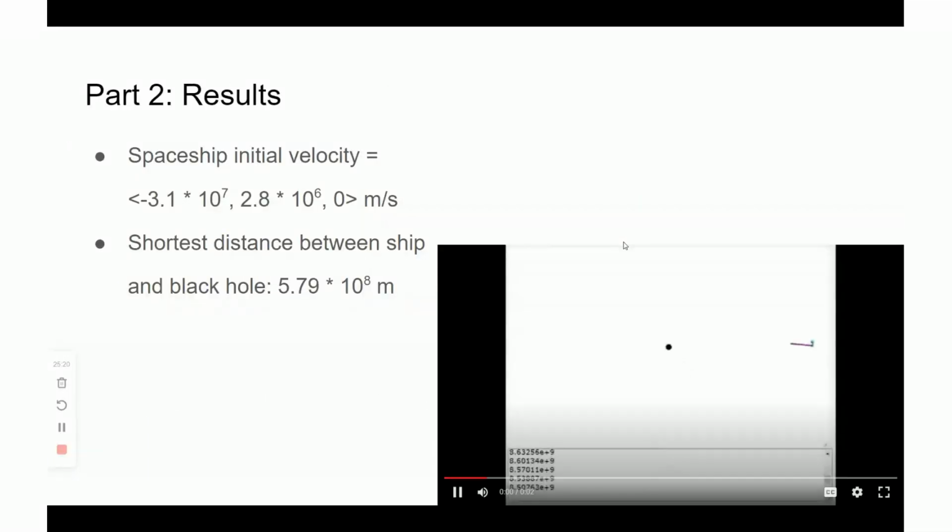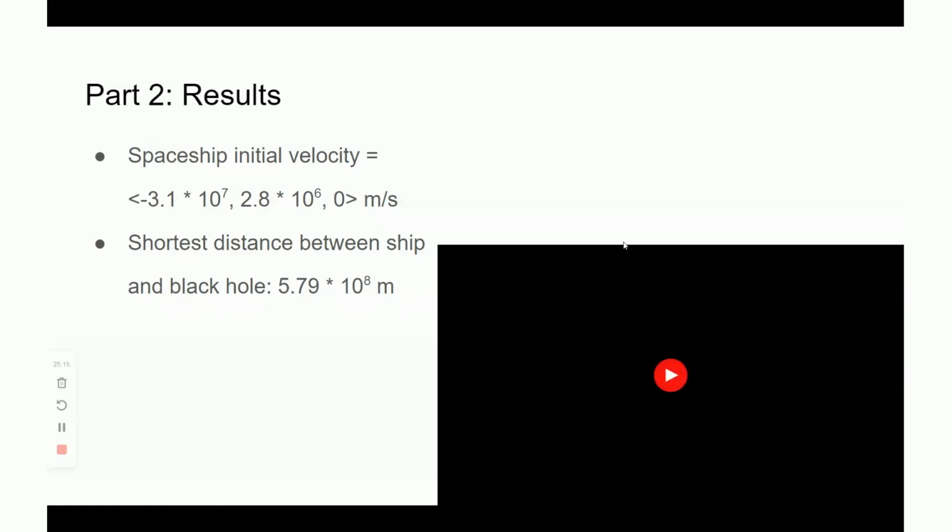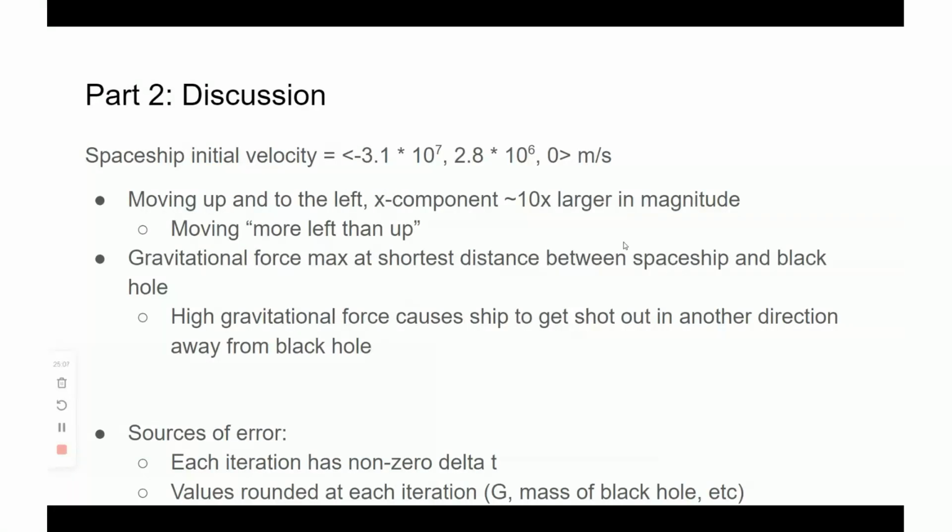And these are the results. So you can see it gets close to the black hole, but eventually leaves. And this is with the initial velocity that we said before. And the shortest distance between the ship and the black hole is about 5.8 times 10 to the 8th meters. Just as a discussion, like we said, this is the initial velocity. It moves more left than up because the magnitude is larger in the x direction.